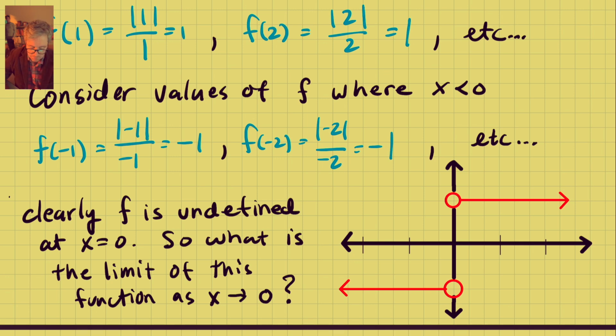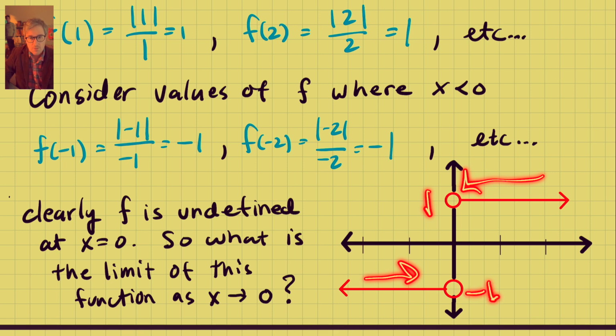And similarly for the bottom, if I'm moving closer and closer to 0, but from the negative side, then the function looks to me like it's headed towards -1, right? This is -1. Up here we're at 1, down below we're at -1. So if I'm moving closer and closer to 0, it looks to me like the limit is -1. So from this side it looks like 1, from this side it looks like -1. So what do we do?